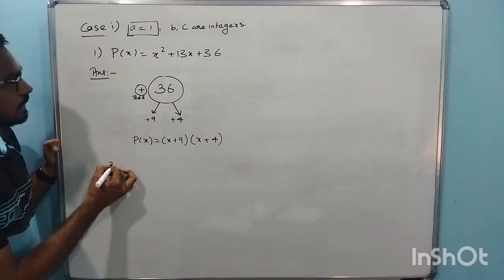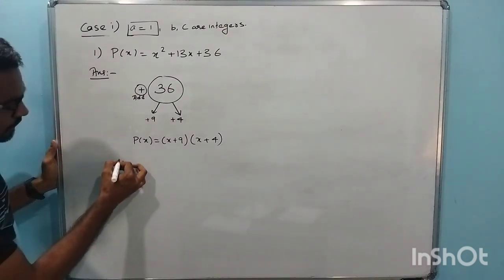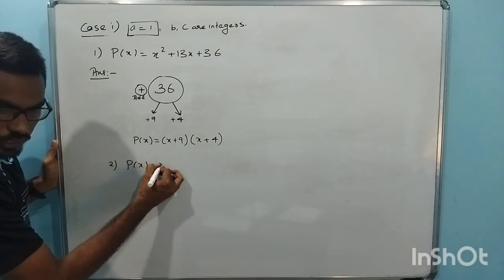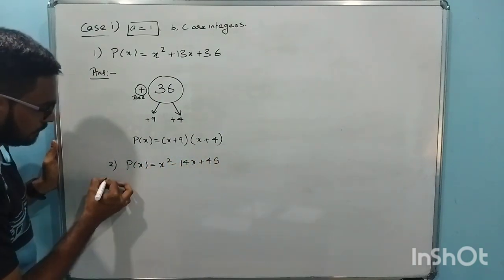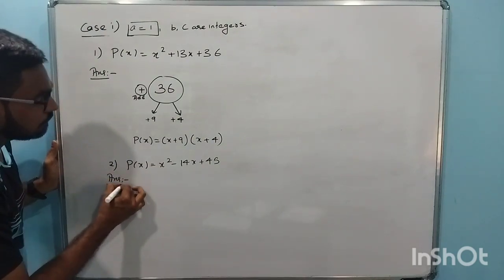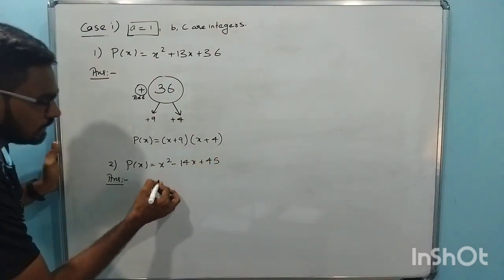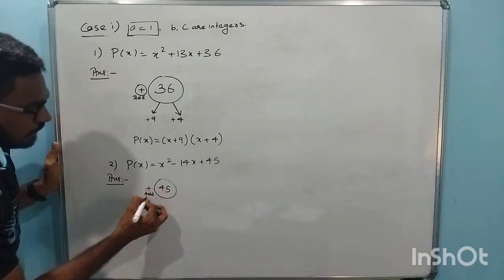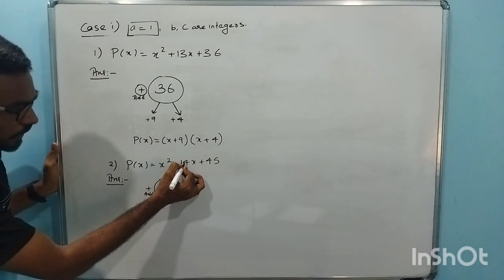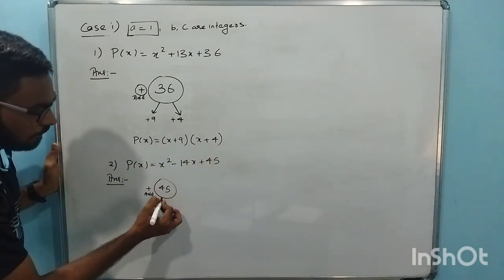Next, second one, p of x is equal to x square minus 14x plus 45. Okay, so again, first thing is just write this 45 in this plus sign here, that is add. That means what? If we add, you should get 14. If we multiply, you should get 45.